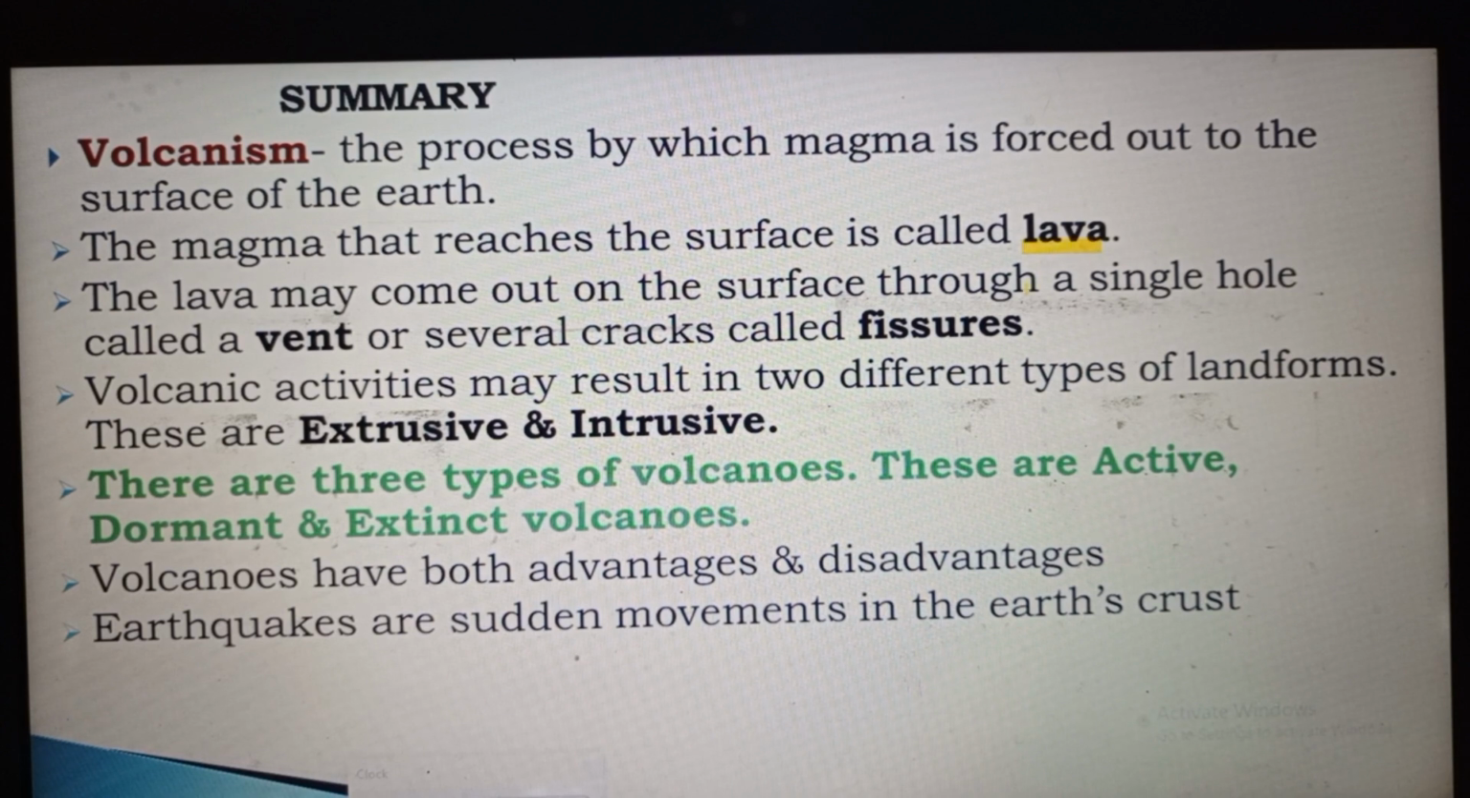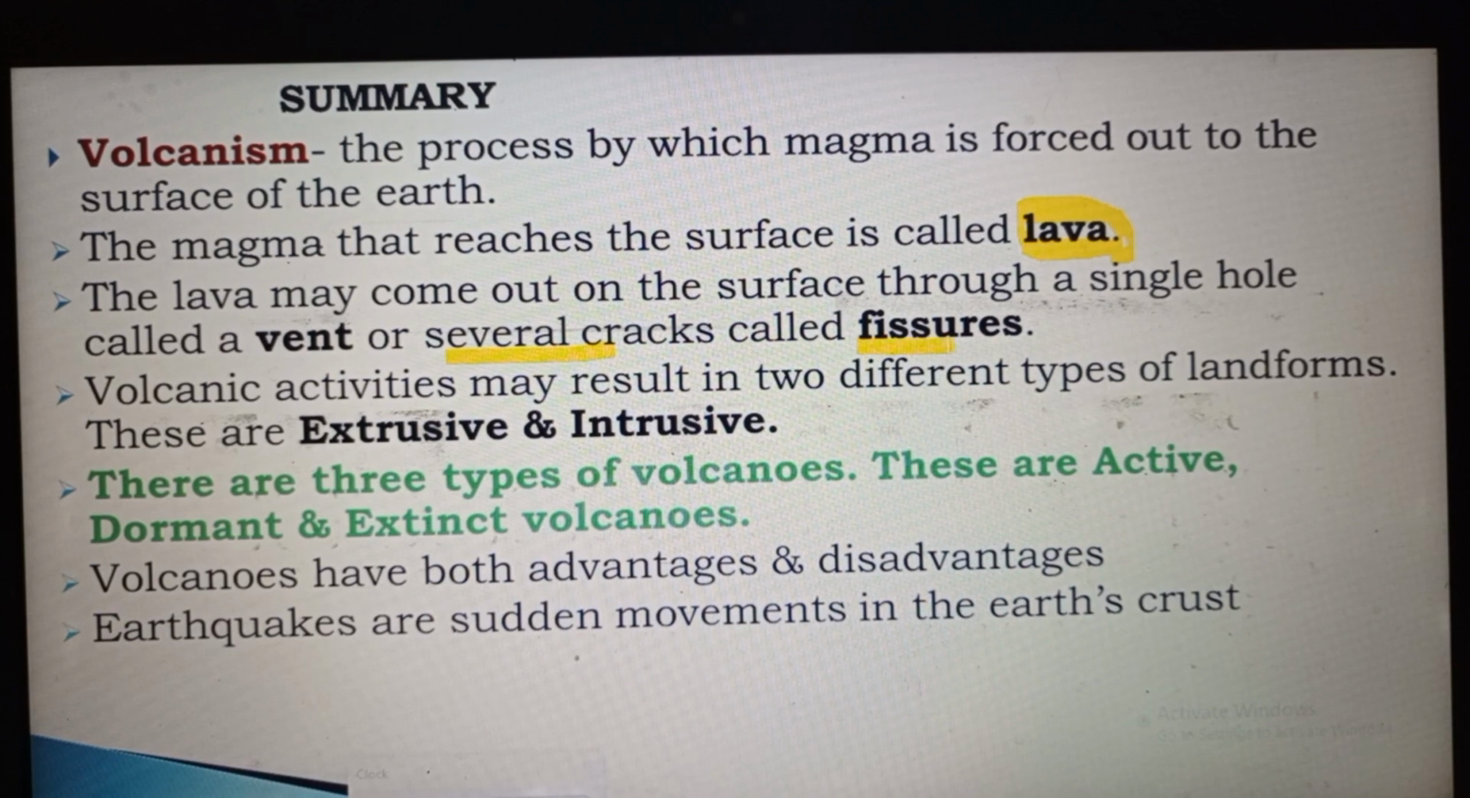Magma is inside the crust. The molten rock which is found inside the crust is known as magma. But when it reaches the surface of the earth, its name becomes lava. The lava may come out on the surface through a single hole. If the magma comes out through a single hole, the single hole is known as a vent, or the lava may come out through several cracks. These cracks are called fissures.